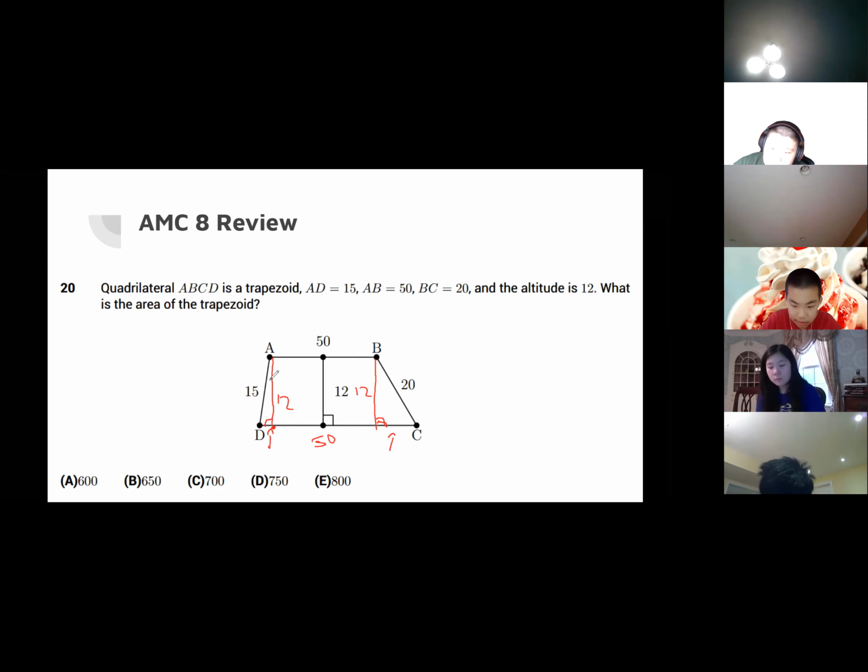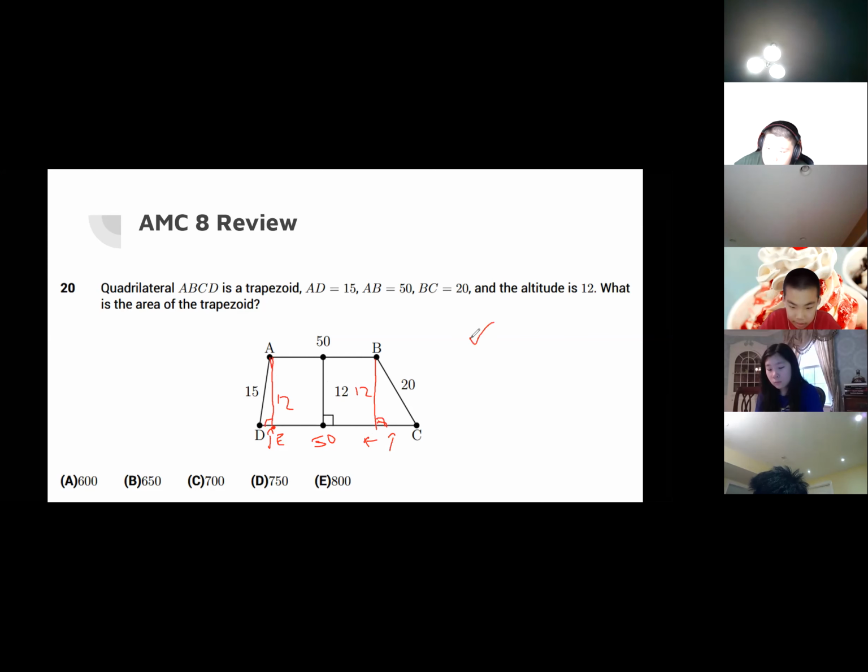So you take the altitudes, or you can just think of it as dropping the height from A and B, so that gives you these right angles. Because AB and CD are parallel, because it's a trapezoid, let's call these points E and F. It doesn't really matter. Then AE is going to be 12, BF is going to be 12. And then we can just calculate these lengths using the Pythagorean theorem.